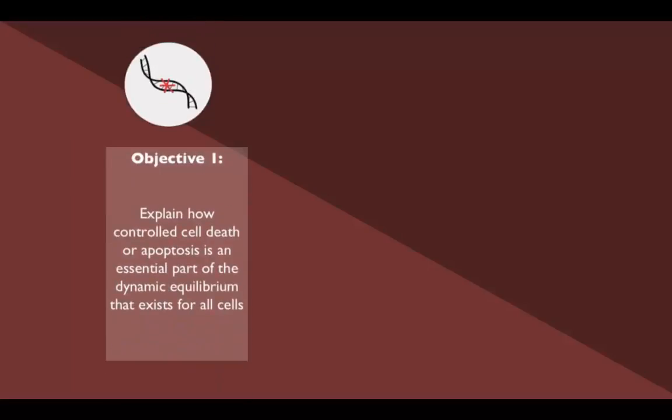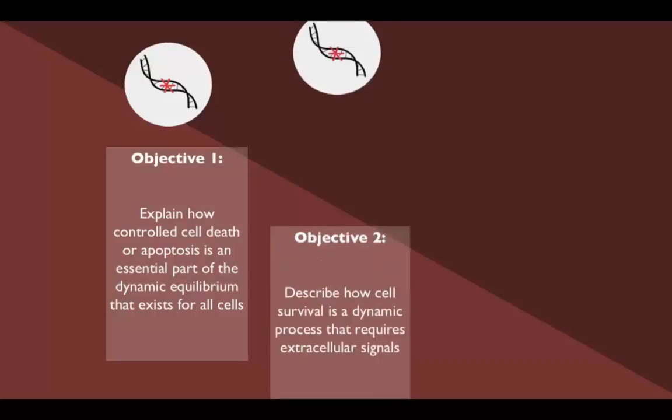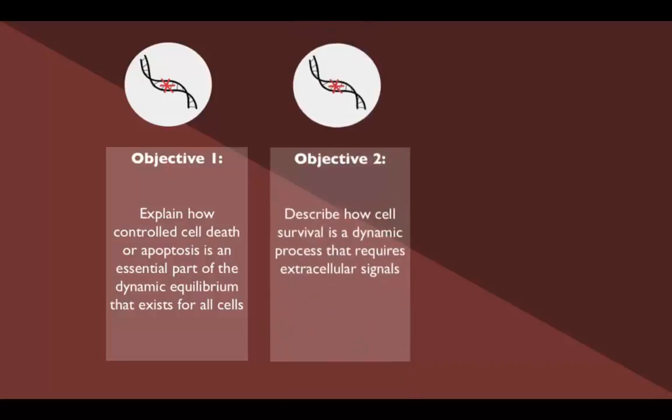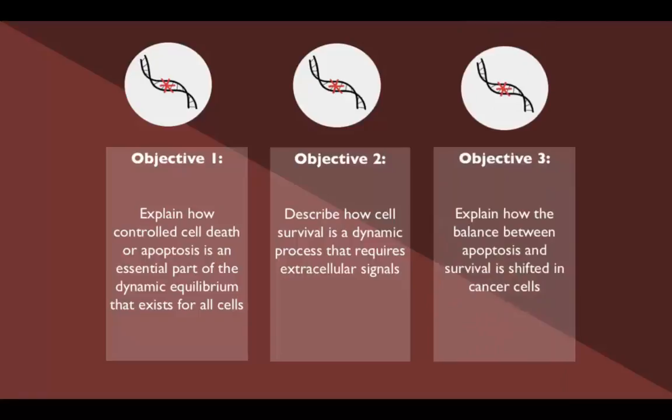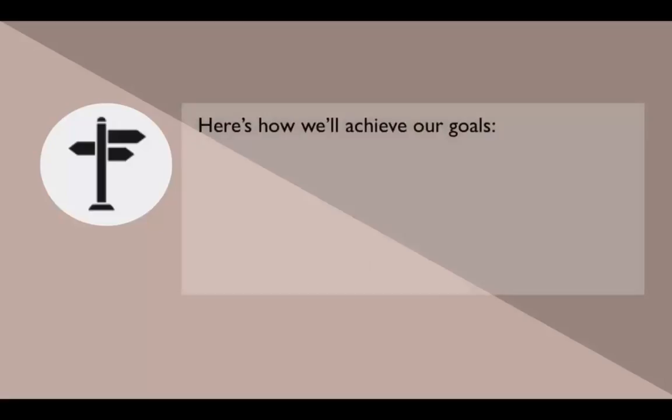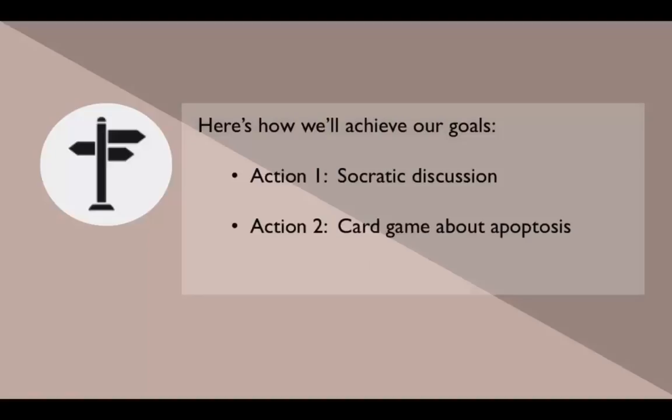At the end of the lesson, the students should be able to explain how controlled cell death, or apoptosis, is an essential part of the dynamic equilibrium that exists for all cells. Describe how cell survival is a dynamic process that requires extracellular signals. And explain how the balance between apoptosis and survival is shifted in cancer cells. We will achieve these goals by engaging in a Socratic discussion and a card game about apoptosis.